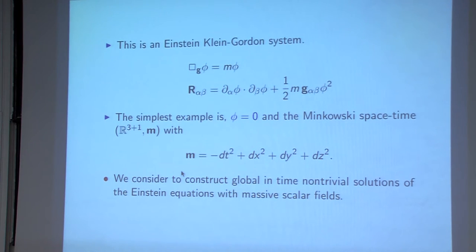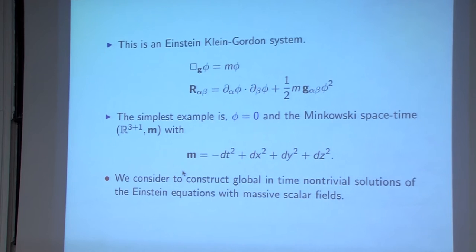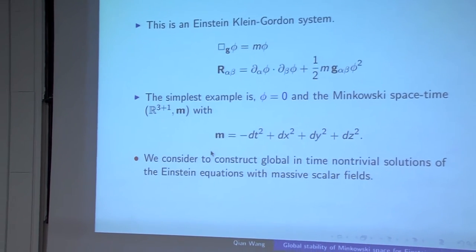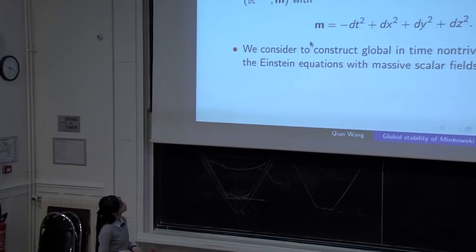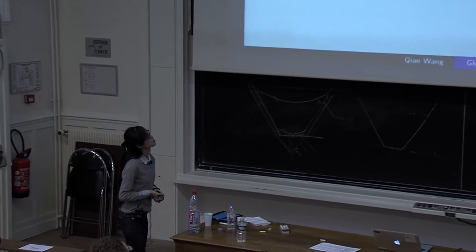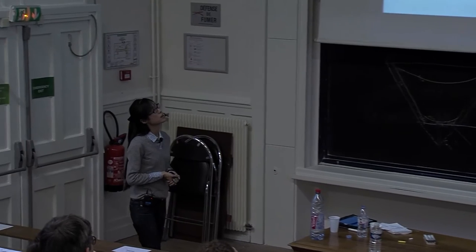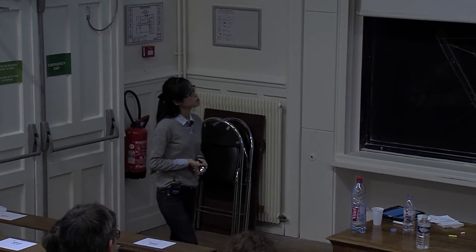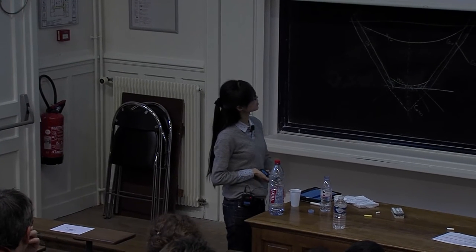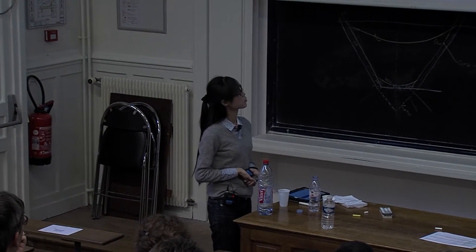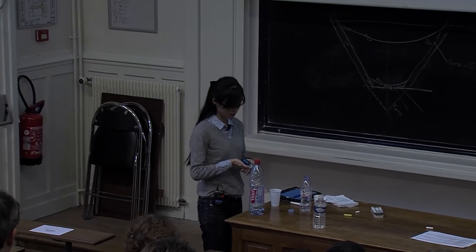And certainly, if you write down the equation system, you first ask if there is a solution. You could immediately spot one solution which is very uninteresting: phi equals zero and Minkowski space being the trivial solution of the equation system. So certainly we are aiming at constructing global in time non-trivial solutions of the equation system.